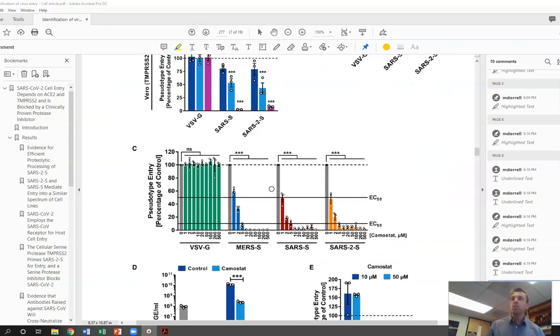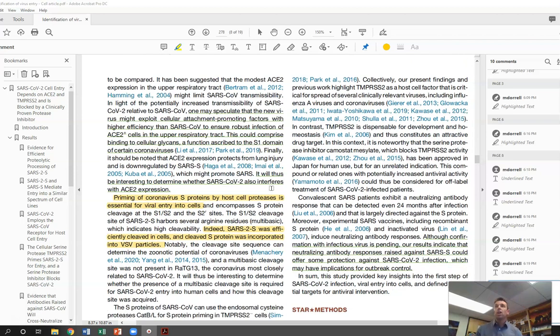Well, the next steps. These are a little bit harder, but there's often words in there that help. I've underlined it here. So one may speculate that the new virus might exploit cellular attachment promoting factors with higher efficiency than SARS-CoV-2 to ensure robust infection of ACE2. That's a mouthful, I realize, but when you see "one might speculate" or "it remains to be seen" or anything like that, that's indicating next steps.